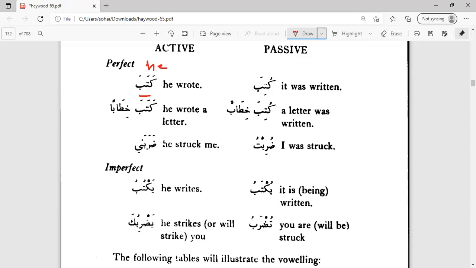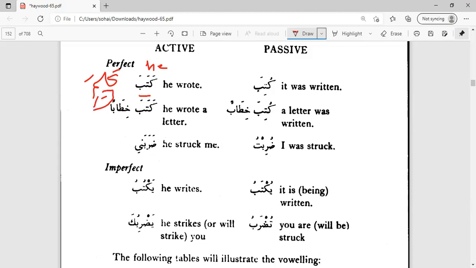Now in Arabic, to make a passive verb, we add dhamma on the first letter and kasra on the second letter in the past tense. So dhamma on the first letter and kasra on the second letter. And this is the same whatever verbs they have in the active, because we have kataba, but sometimes we have alima, for example. Alima. Here, there's fatha on the second root letter, but here there's kasra.